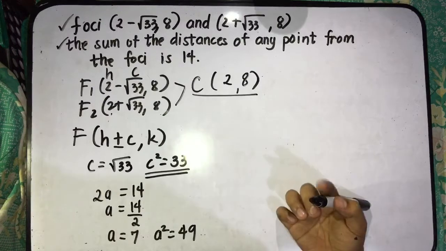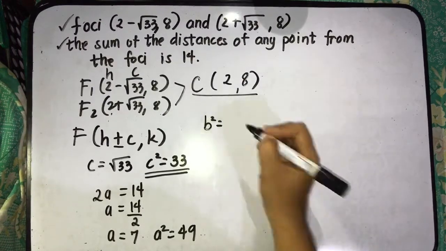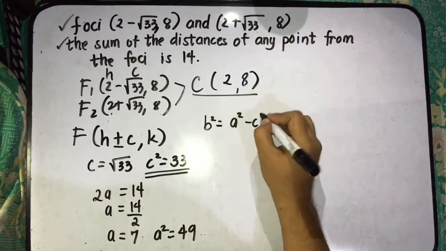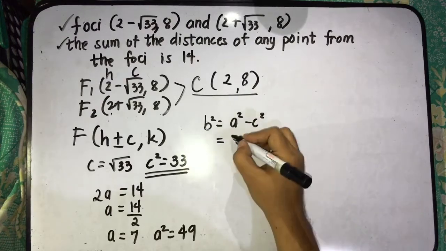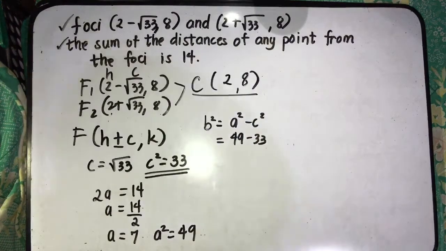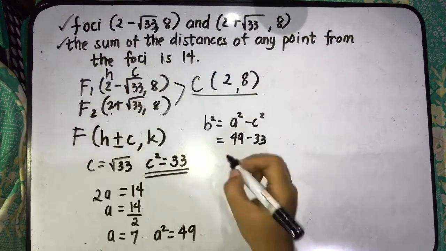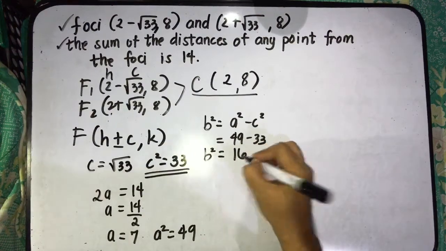So, paano natin kukuhanin si b squared? By using the formula that b squared is equal to a squared minus c squared. A squared is 49, c squared is 33. And what is 49 minus 33? So, b squared is now equal to 16.